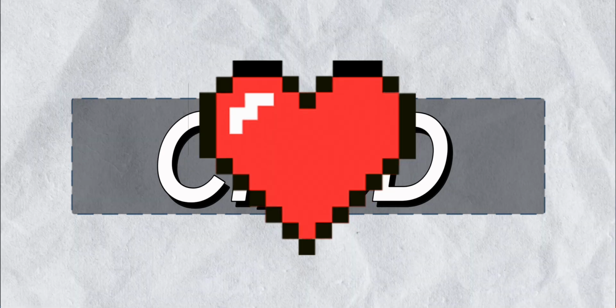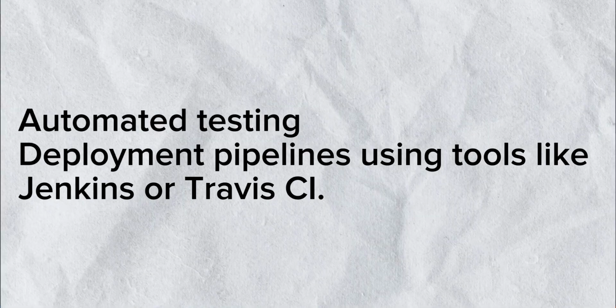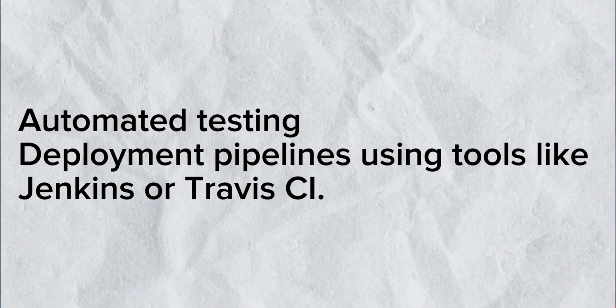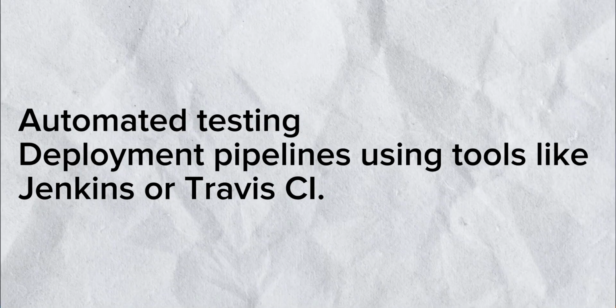Finally, you need to be familiar with continuous integration and continuous delivery concepts, which is also known as CI/CD. CI/CD is at the heart of DevOps. So you need to know how to set up automated testing and deployment pipelines using tools like Jenkins or Travis CI.